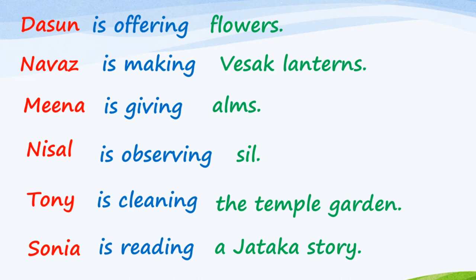Let's read the sentences again. Dasun is offering flowers. Navas is making Vesak lanterns. Meena is giving alms. Nisal is observing Sil. Tony is cleaning the temple garden. Sonia is reading a Jataka story.